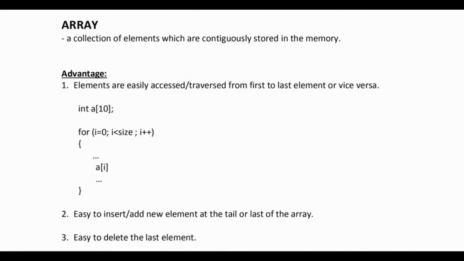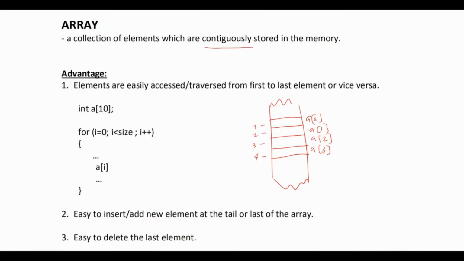We know for a fact that an array is a structure of elements which are contiguously stored in the memory. What do we mean by contiguously stored in the memory? It means that if this is the RAM or the main memory, and these are the memory locations, say this is array A and this is the first element A0, and so this is the second, and this is the third, and this is the fourth.